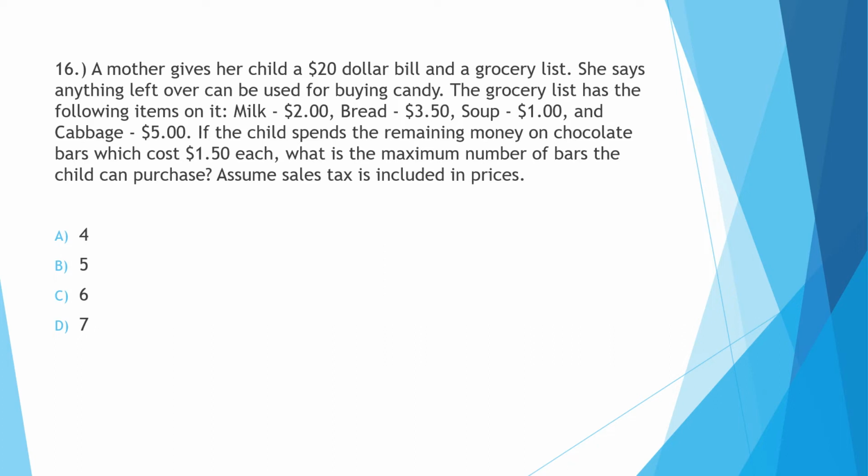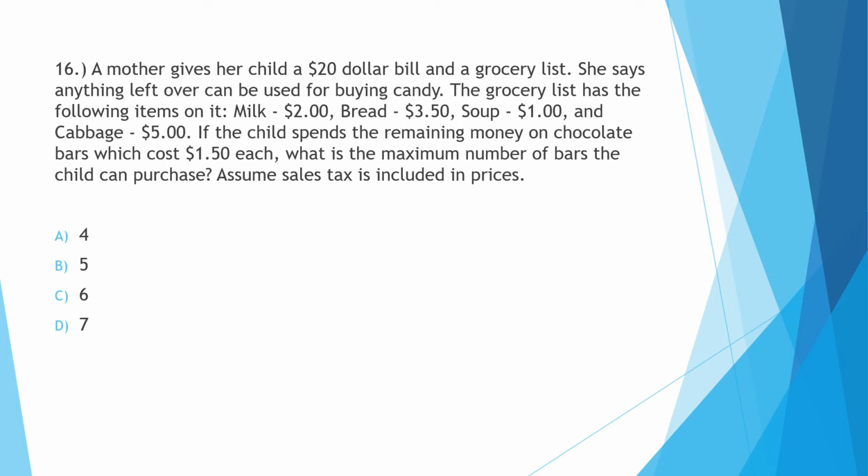A mother gives her child a $20 bill and a grocery list. She says anything left over can be used for buying candy. The grocery list has the following items on it: milk for $2, bread for $3.50, soup for $1, and cabbage for $5. If the child spends the remaining money on chocolate bars, which cost $1.50 each, what is the maximum number of bars that the child can purchase?